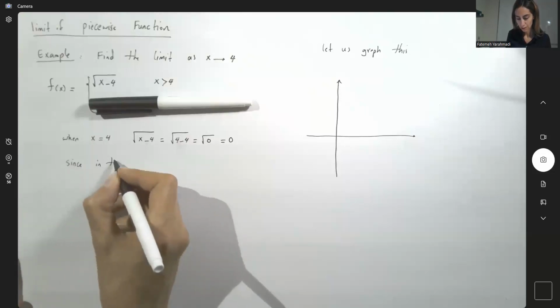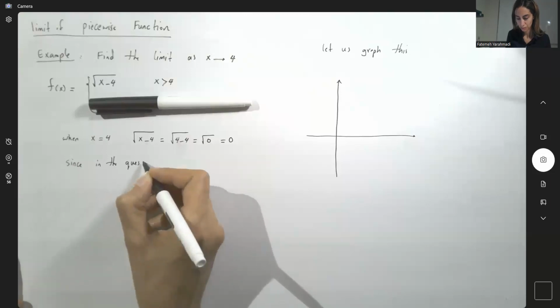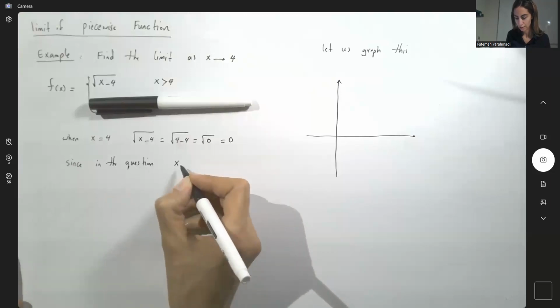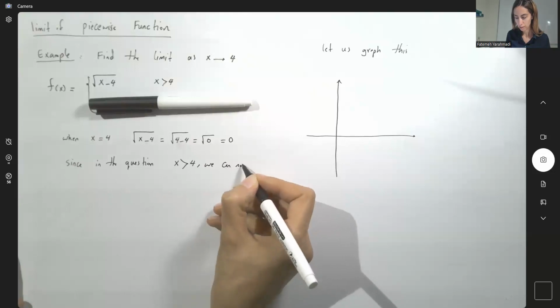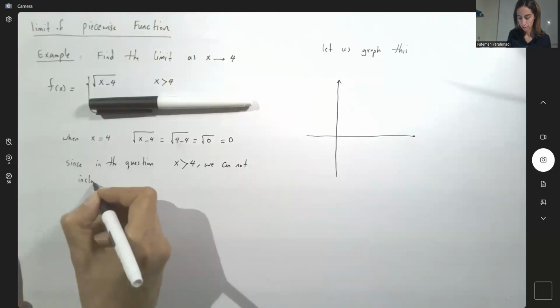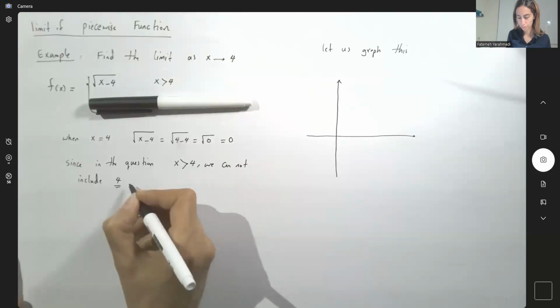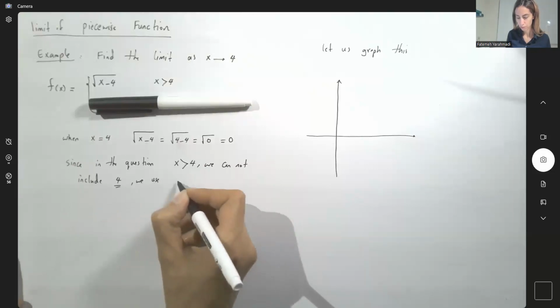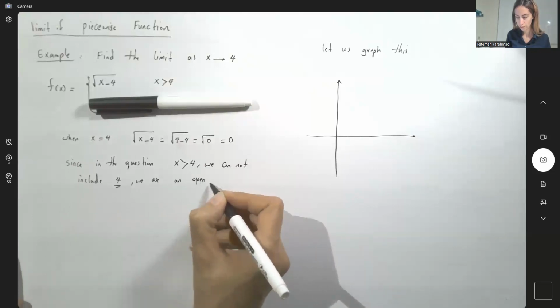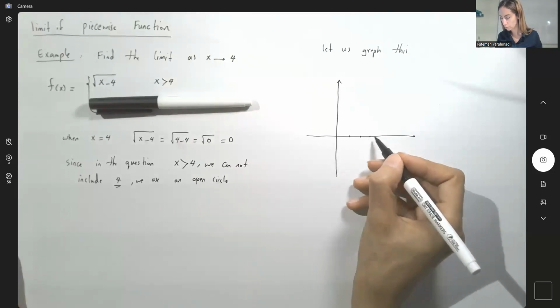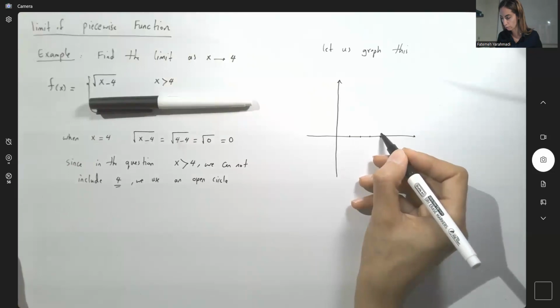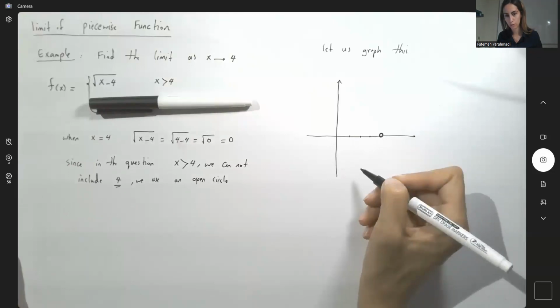Since in the question x is more than 4, we cannot include 4. We use an open circle. Okay, 1, 2, 3, 4, and on 4, I'm going to use an open circle.